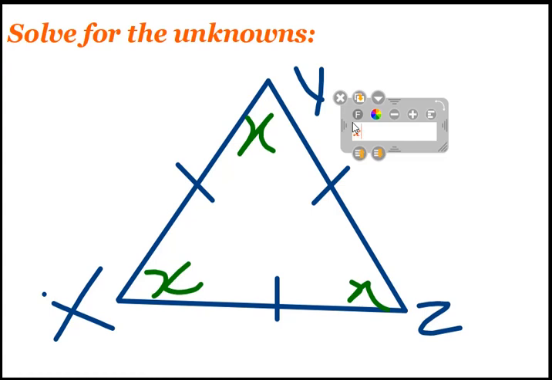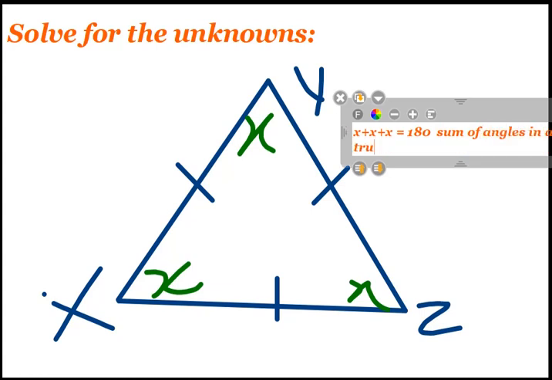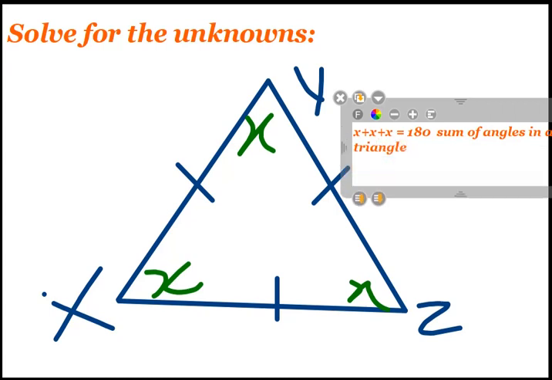Then we write our equation again. So x plus the x on angle y plus the x on angle z is equal to 180 degrees. Why? Sum of angles in a triangle. Then we can see that x, x, and x are like terms, so we can add them together and we get 3x is equal to 180 degrees.